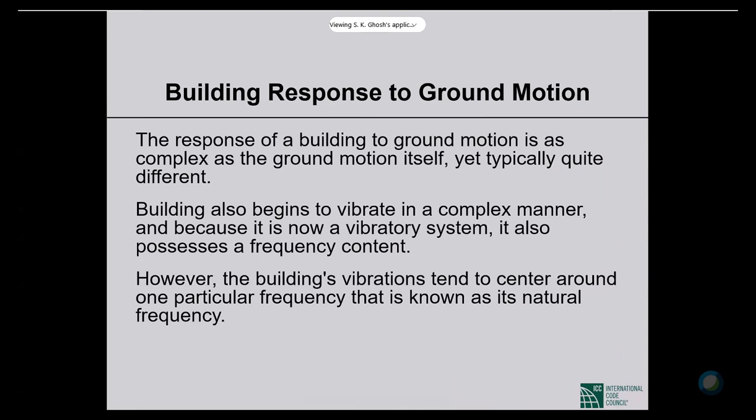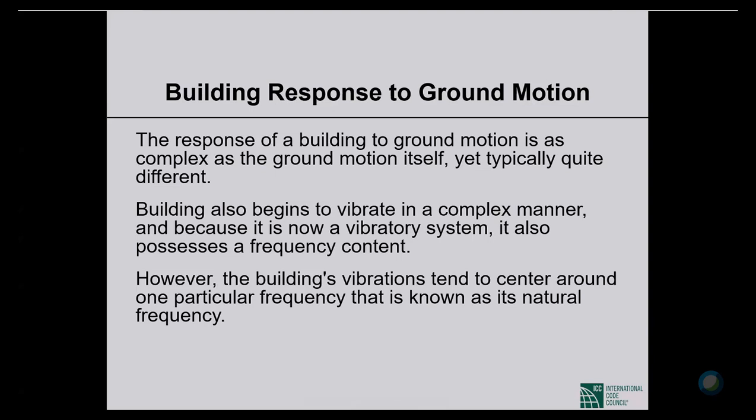Building response to ground motion. The response of a building to ground motion is as complex as the ground motion itself. Did you get that? The response of a building to ground motion is as complex as the ground motion itself, yet typically quite different. This is important. The building response is different from ground motion.